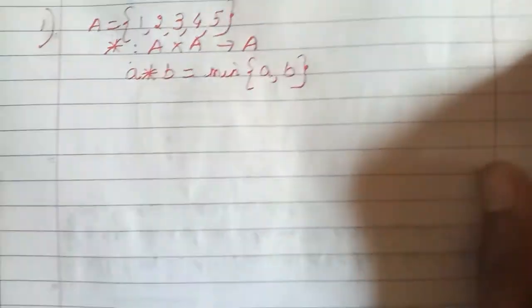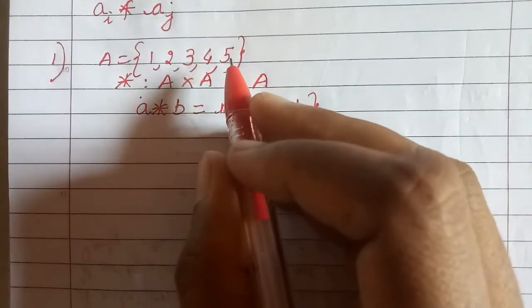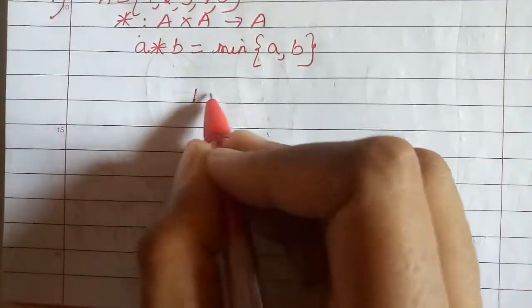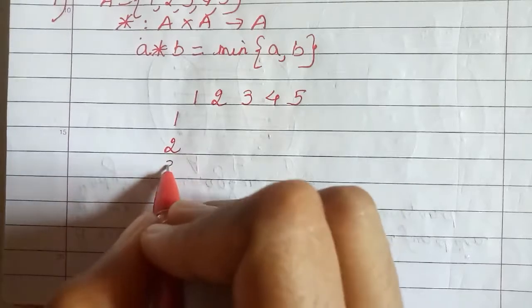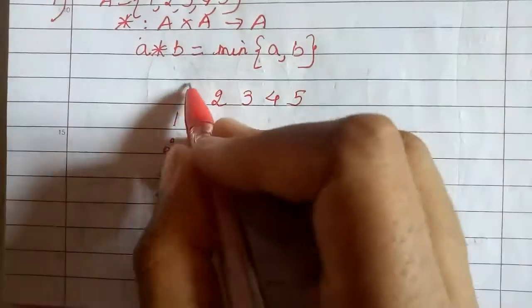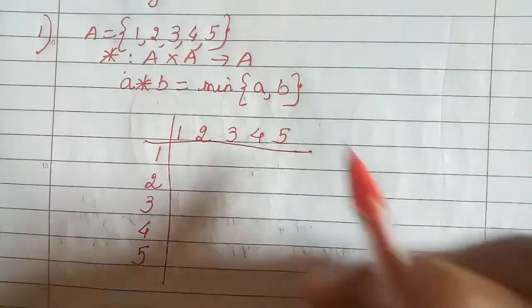Okay, so I have here 5 elements, so I have 5 rows and 5 columns, right? So it will be 1, because the elements are 1 2 3 4 5. I'll write here 1 2 3 4 5, 1 2 3 4 5. So these are all the possible combinations of the ordered pairs. Okay, so what will happen? How is it defined?